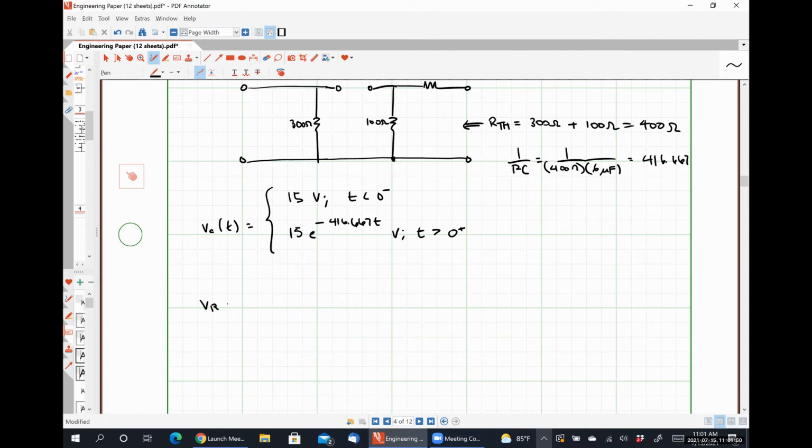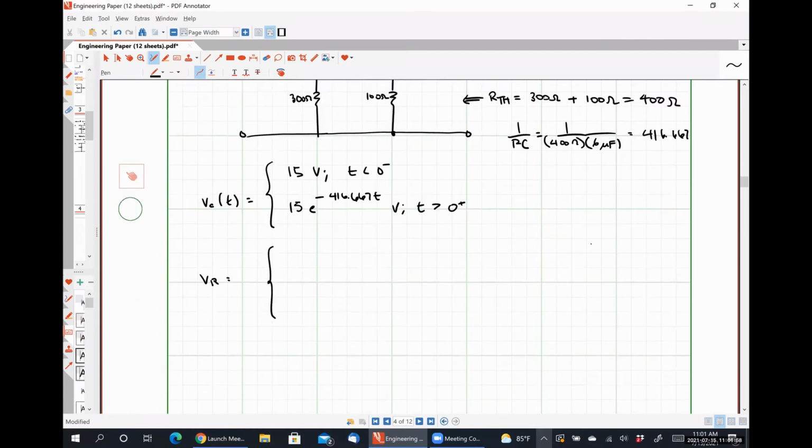For my resistor voltage, that would be 15 volts at T equal to 0 minus, so 15 for T less than 0 minus. And then here we would have VR at 0 plus, which was 3.75 e to the minus 416.667 T volts for T greater than 0 plus. Make sense?